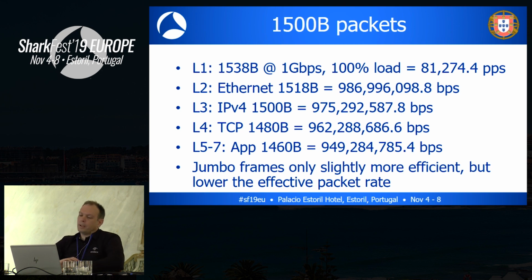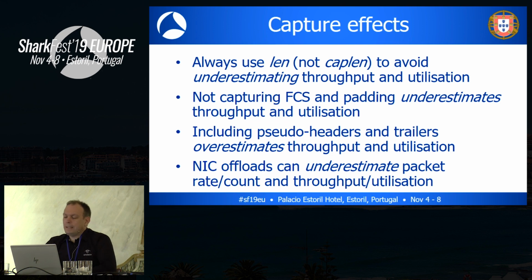Okay, so thinking about packet capture, you should always use the length, not the capture length. The capture length is, if I say I only want to capture the first 64 bytes, the first 128 bytes of the packet, if you do that, you'll underestimate the throughput, obviously. If your capture system doesn't capture the checksum and the padding for small frames, then you're going to underestimate the link bandwidth when you do that calculation. If your capture system has pseudo headers like PPP, or if you're using a packet broker, you're going to overestimate the bandwidth because your packet lengths are all slightly too long.